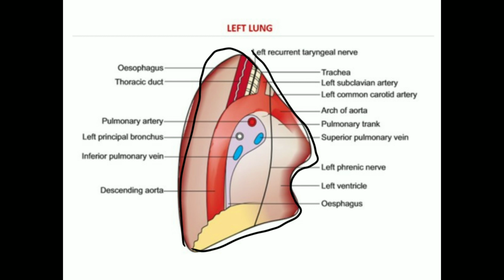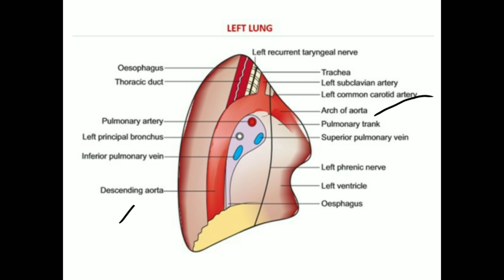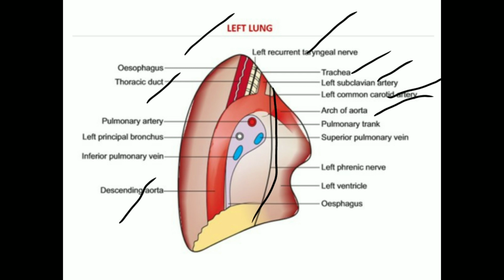So let me repeat again. The mediastinal surface of the left lung consists of the arch of aorta, which will continue further as the descending thoracic aorta. Then you see the branches of the arch of aorta, the left common carotid artery and left subclavian artery, trachea, esophagus, and thoracic duct. The nerve running by the trachea is called the left recurrent laryngeal nerve, and one more nerve running is called the phrenic nerve. It is related to the cardiac impression for the left ventricle.